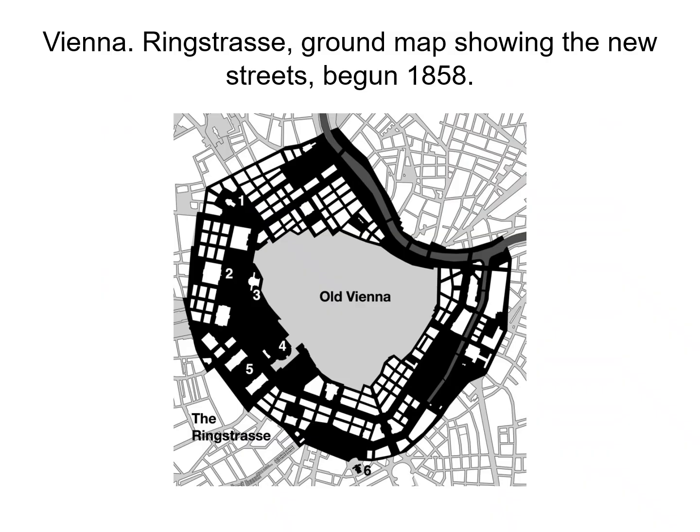Rather than expropriate properties to build new streets through the city, the Austrian planners exploited the state-owned space of the 18th century fortifications, using its glacis to create a grand 800-meter, 2,560-foot wide girdle around the historic city. Vienna, Ringstrasse, ground map showing the new streets begun 1858.